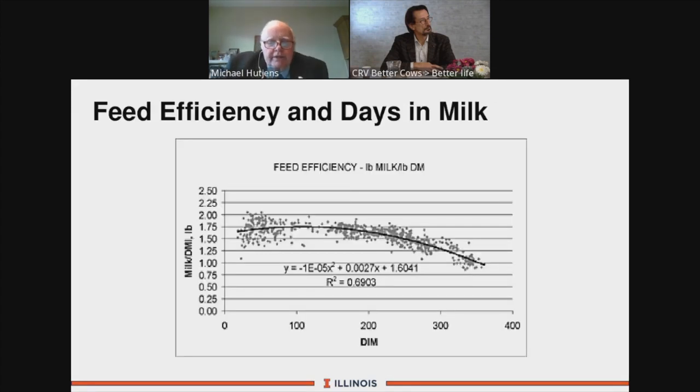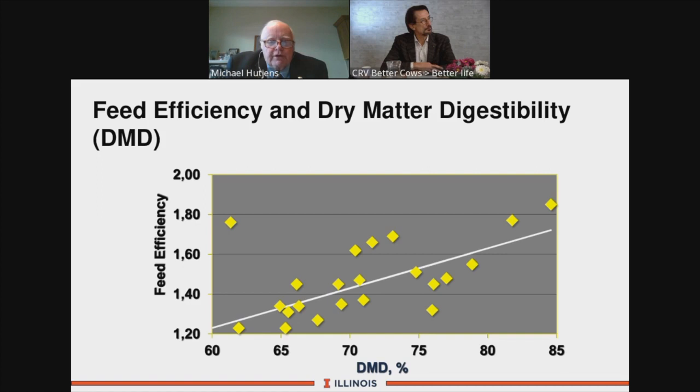Let's go back one. We skipped one. I'm sorry about that. Here we go. This shows the impact. Each of those squares, triangles, diamonds is a different farm. And you can see as you look at dry matter digestibility, DMD, that increases, we increase feed efficiency. So certainly we know that is an important factor, and that affects certainly forage quality. That's got that written all over it as well.